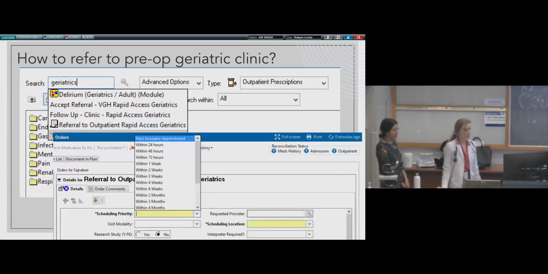This pops up and you would say next available appointment. You would say which location you want it to go to. And then in the special instructions, you would say the reason for the referral. And if it is a pre-op assessment, we try to prioritize those to be seen in a timely manner. If you know the OR date, that's great. Put that in. If not, that's okay as well.